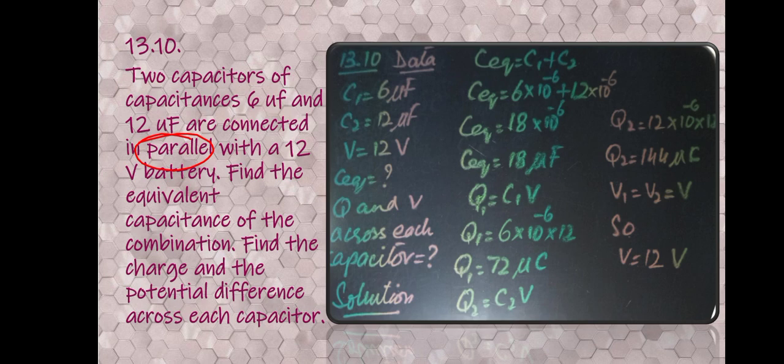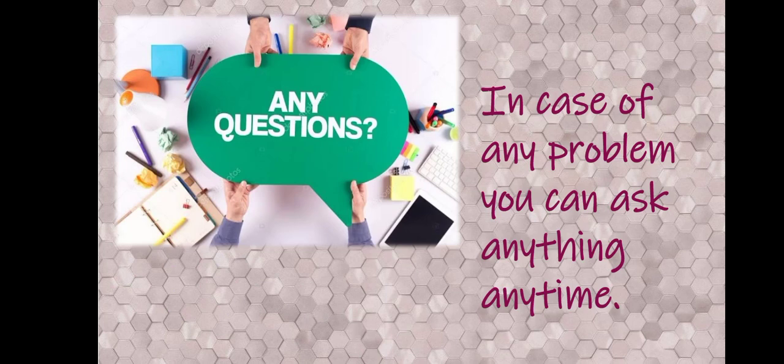As the voltage across each capacitor in the parallel combination is the same, V1 and V2 across both capacitors will be equal to V, that is, the voltage supplied by the battery, 12 volts. That was all about the numericals. I hope you understand all these easily. But if you have any question, you can ask anything, anytime.